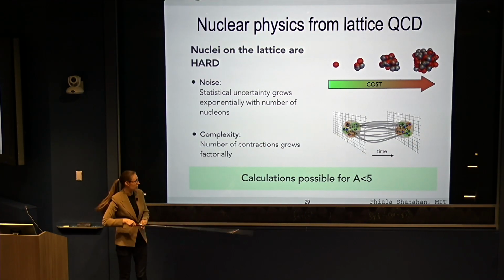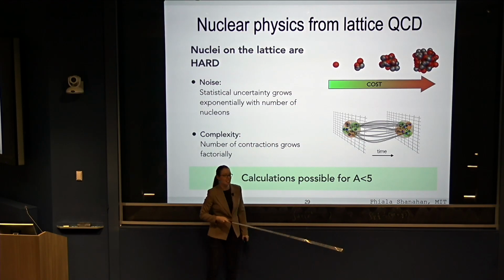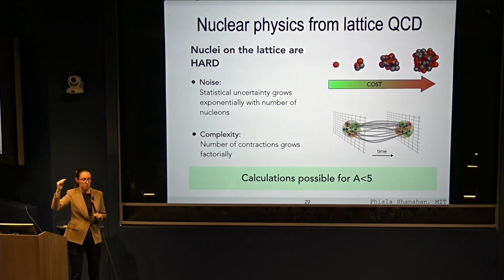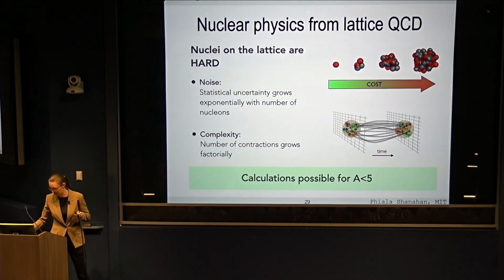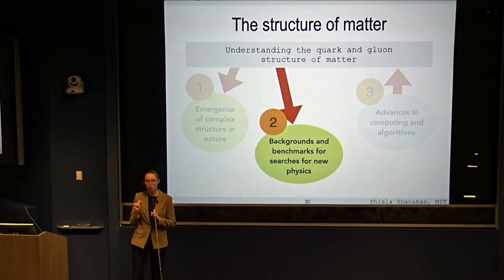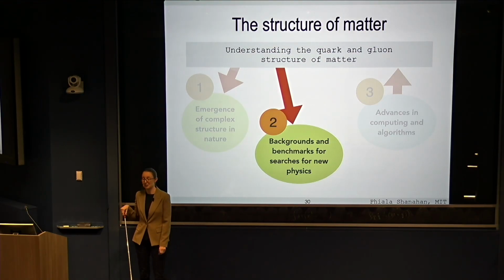And you can do these sorts of calculations for A, the atomic number, the number of protons and neutrons in a nucleus, for nuclei with less than about 5 protons and neutrons in them. And pushing that becomes intractable. No future supercomputer will allow us to push that boundary anytime soon. However, even looking at small nuclei, we can get some really interesting insight into the standard model physics needed for searches for physics beyond the standard model.